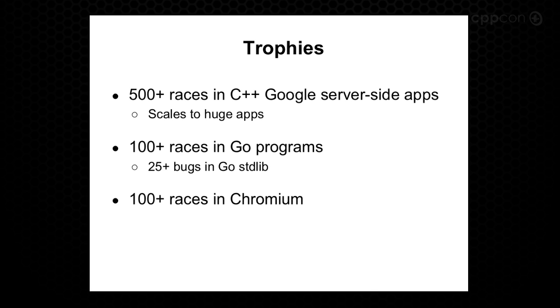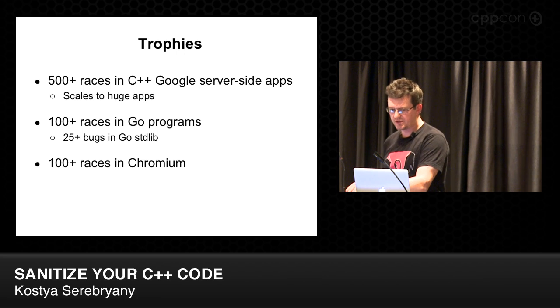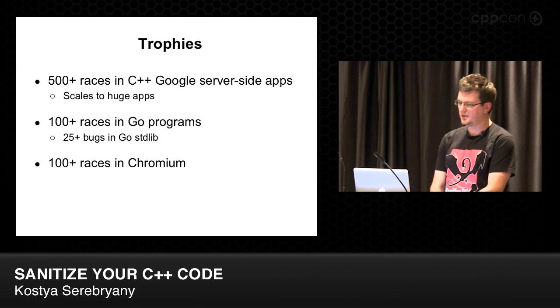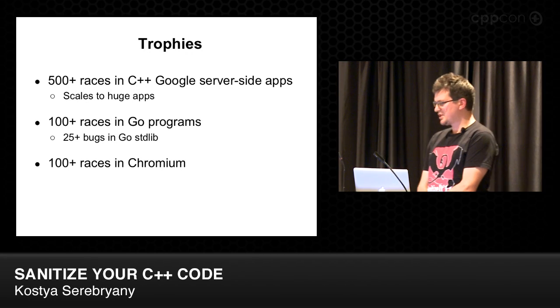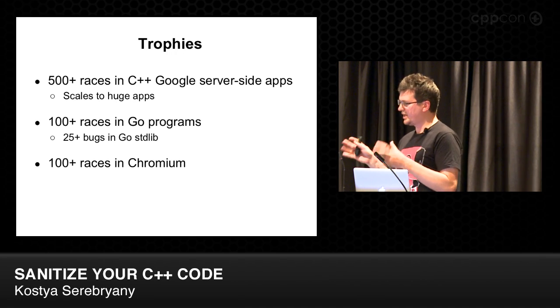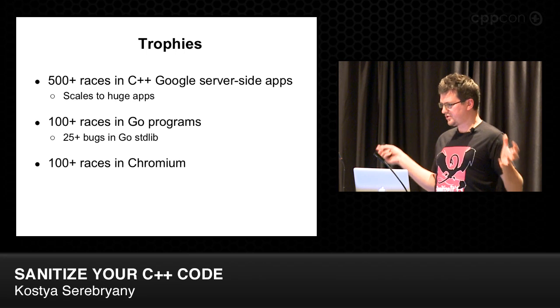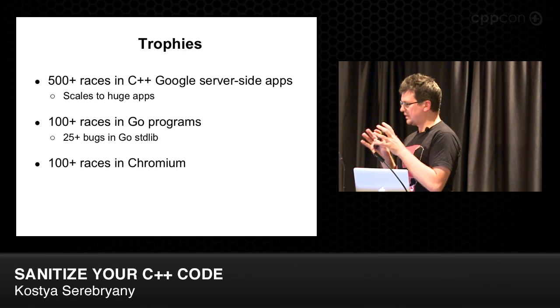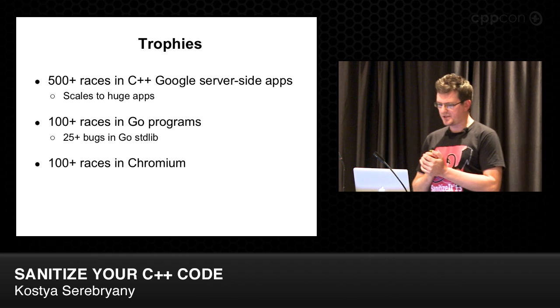The tool also has collected quite a bit of trophies, mostly in Google so far. There are many hundreds of data races in the C++ server-side code. And what I'm especially proud of is that this tool scales to huge applications. Like the biggest application we have at Google, we can instrument the full thing. We can run the full thing. It will be slow, but it will run and it will find data races.